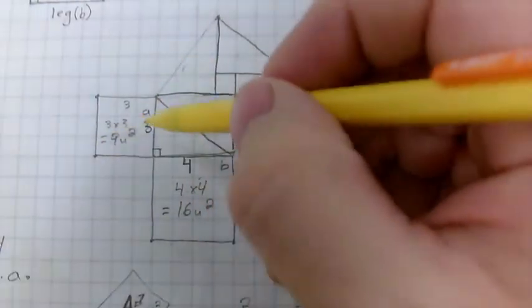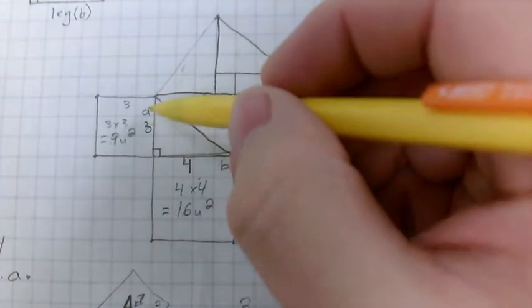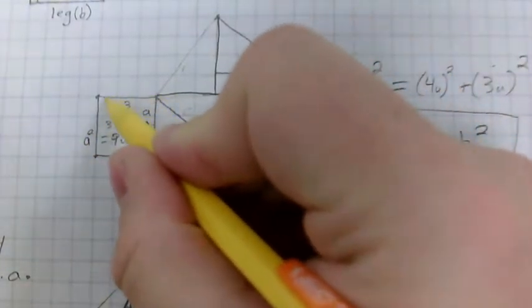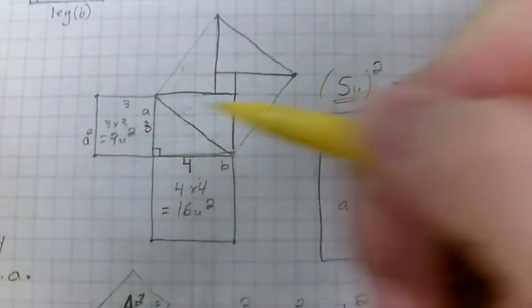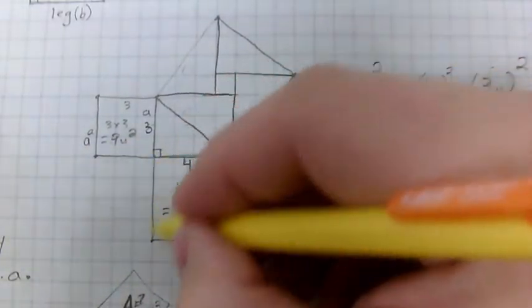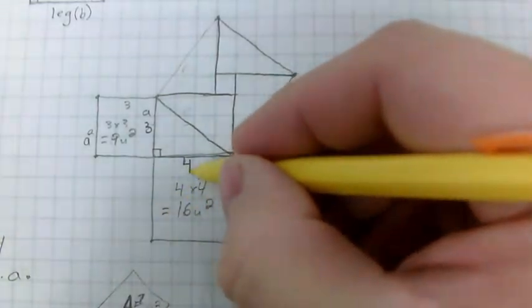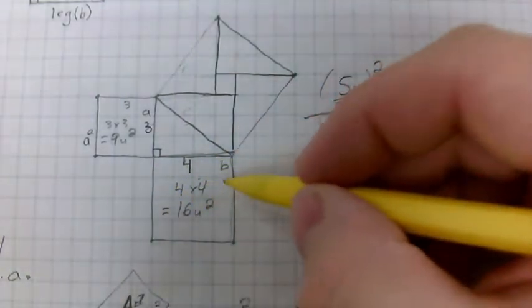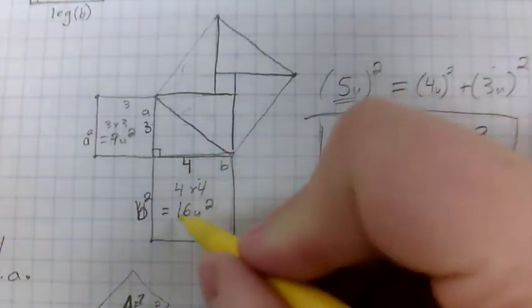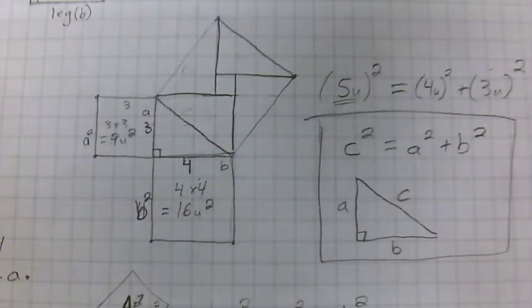And before we were drawing squares off of it, right? We were taking a squared. So a squared would be 3 times 3, which is 9 units squared. So that's what a squared is. And we made another square off of here, so 4 length, 4 height. And we get 4 squared, also known as b squared, is 16 units squared, correct?